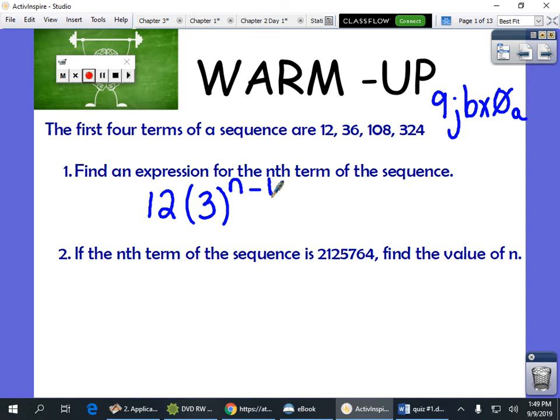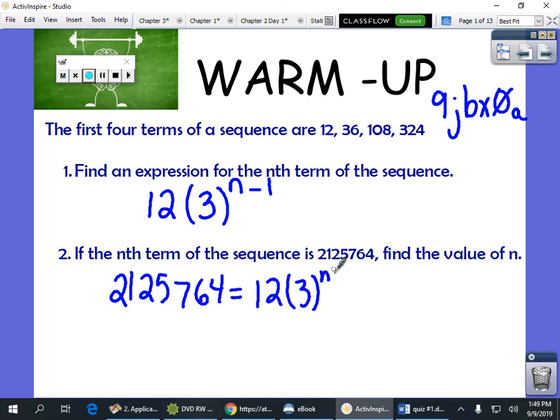Alrighty. If the 12th term of the sequence is this big long thing, so let's write this out. 2,125,764 equals 12 times 3 to the n minus 1. What is the first thing I could do? Chip away till you're at the variable. What could I do? Divide by 12. Okay, that helps us make the number smaller, right?